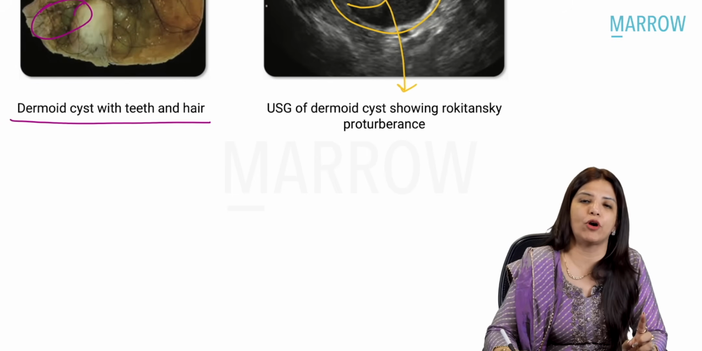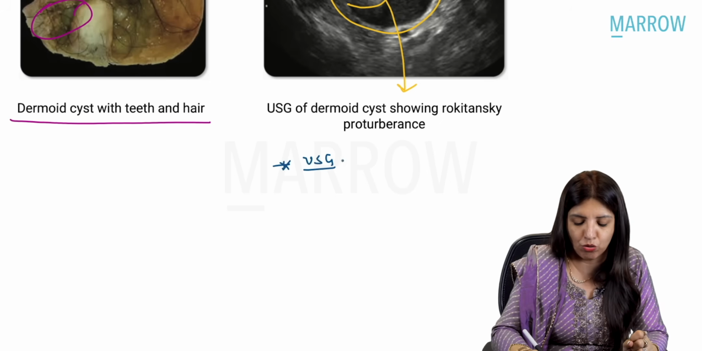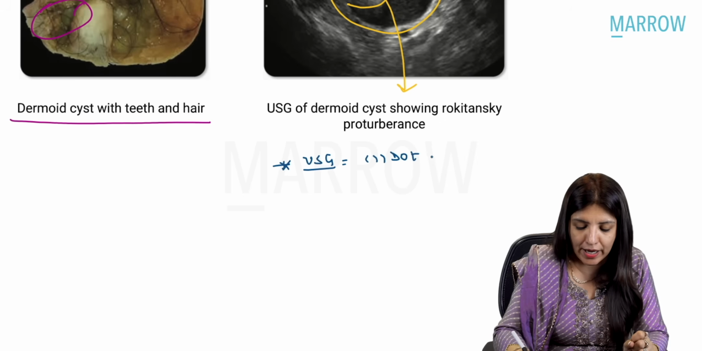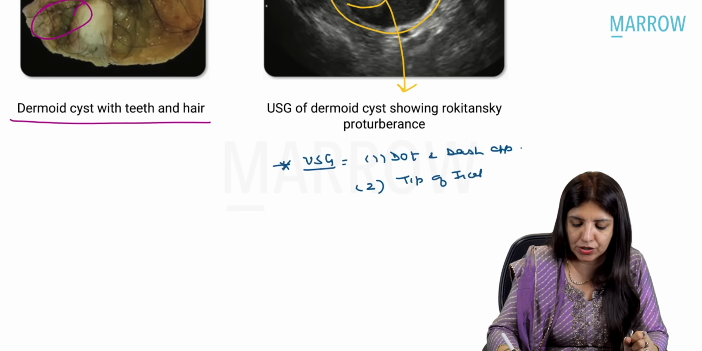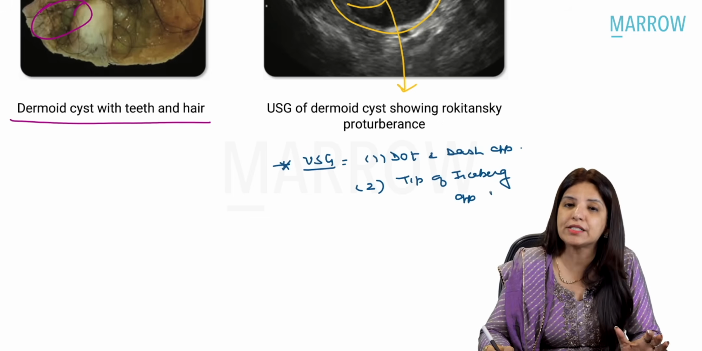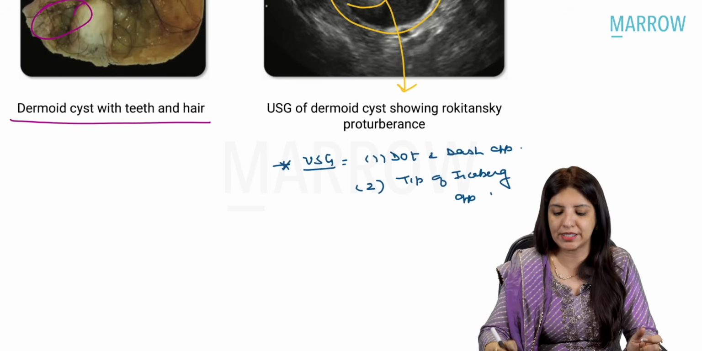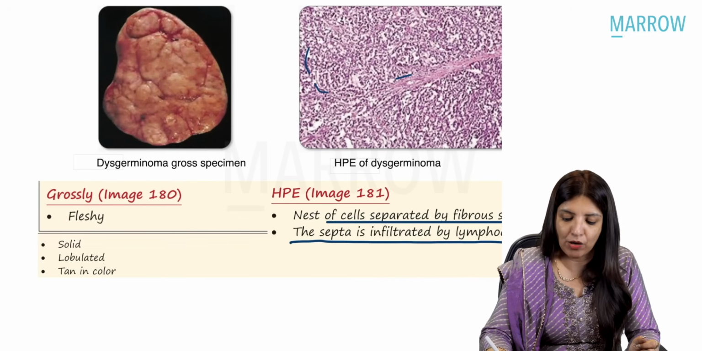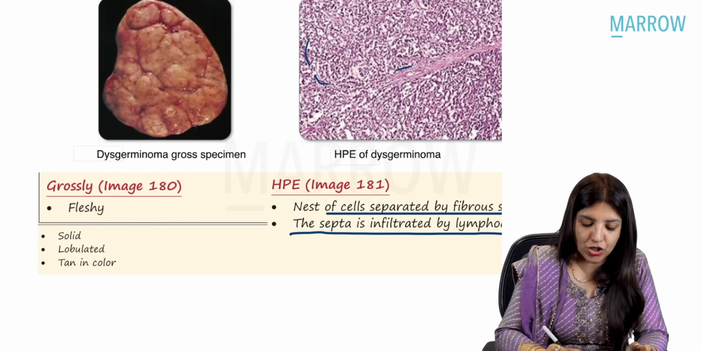In case of dermoid cyst, I want all of you to remember that there are two more appearances on ultrasound which you can get. One is called a dot and dash appearance, and the other one is the tip of iceberg appearance. Right, now dermoid cyst is the most common cyst which can undergo torsion, and that is why management of dermoid cyst is cystectomy.